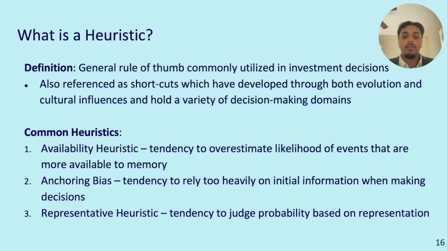For example, people may overestimate the risk of dying in a plane crash because they can easily recall stories about plane crashes. The anchoring bias is the tendency to rely too heavily on the first piece of information offered, aka the anchor, when making your decisions. For example, people may be more likely to pay a higher price for a house if the initial asking price was high, even if the house is not worth much. Finally, the representative bias, the tendency to judge the probability of an event based on how representative it is of a category. And we will take a deeper look into that in the next slide.